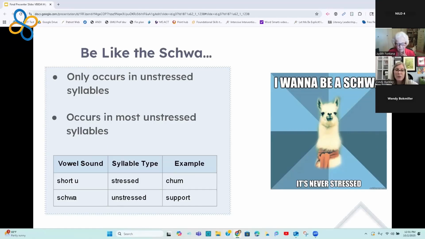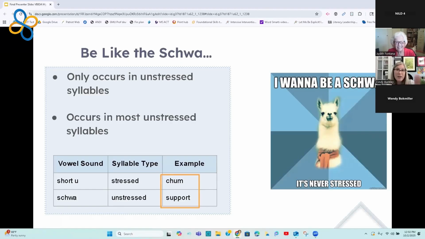A short U in an unstressed syllable is a schwa if it is shorter and less pronounced than the typical short U sound. Take a moment and say the words chum and support. See if you can feel the difference between those sounds. Chum, support. Did you feel how it takes more effort to say the short U sound in chum, even my face, versus support?